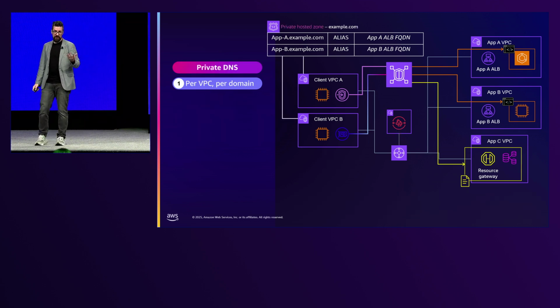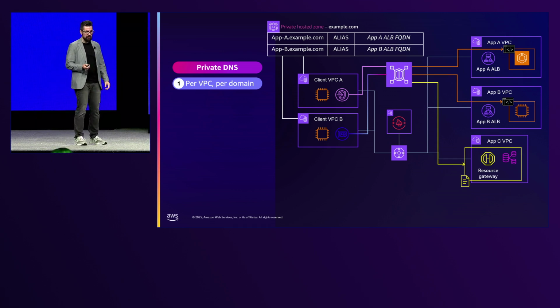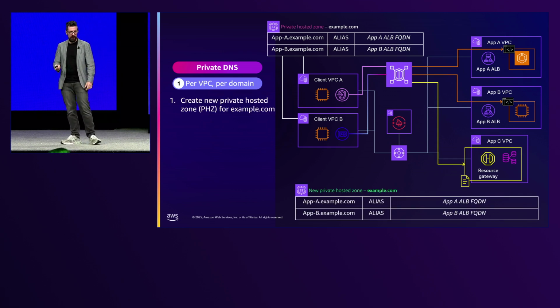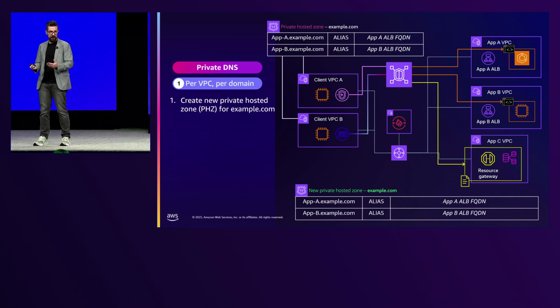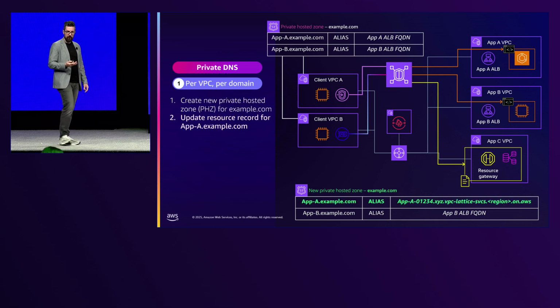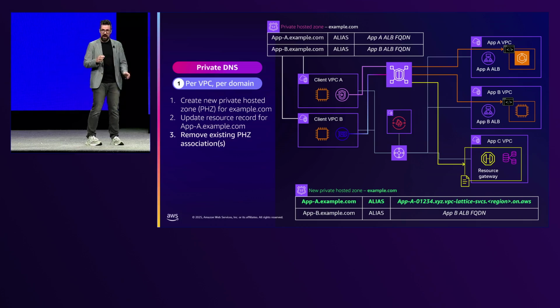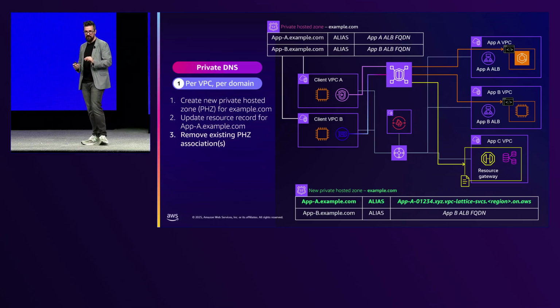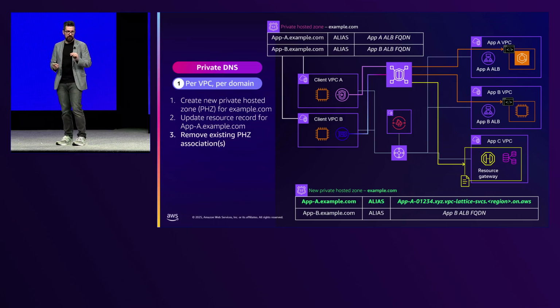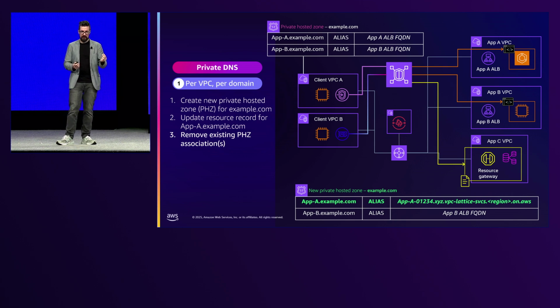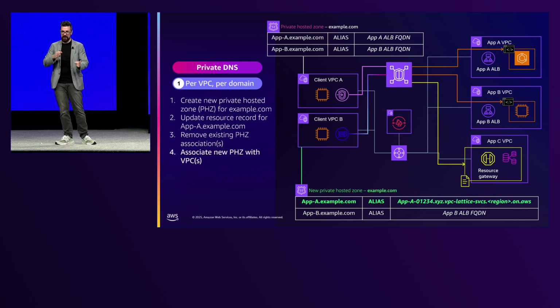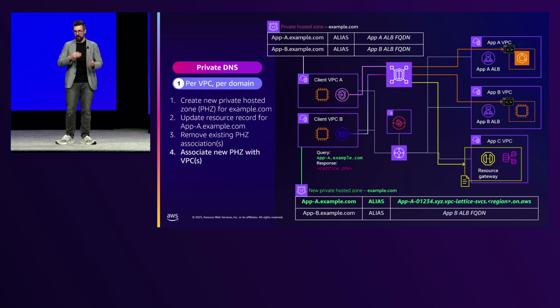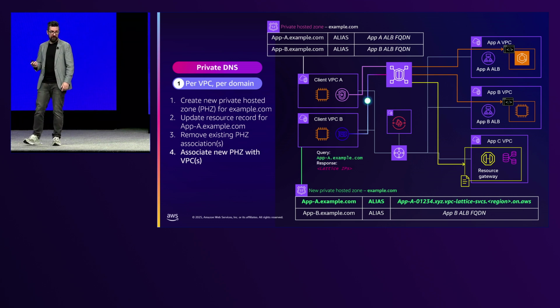Private DNS is going to look pretty similar. In this case, private hosted zone associated with VPCs A and B. I'll create another new private hosted zone, again for example.com. I'll replicate my records. I'll update that resource record just like I did before. And then I'm going to first need to remove the existing private hosted zone association for example.com. And then I'll go ahead and associate that new private hosted zone with client VPC B. So as before, I'll query app.a.example.com. That resolves to Lattice, and that's my path in.